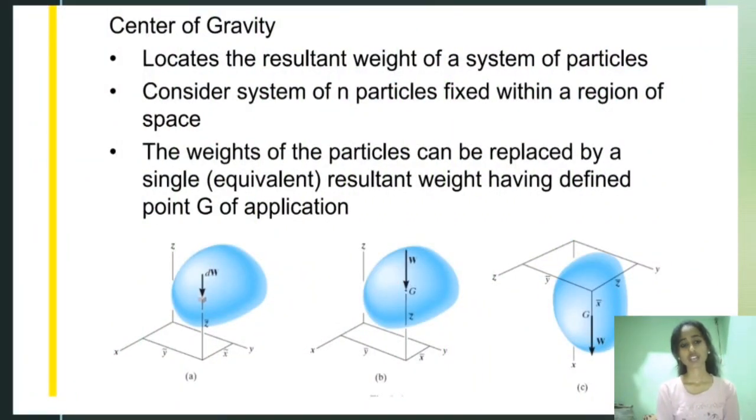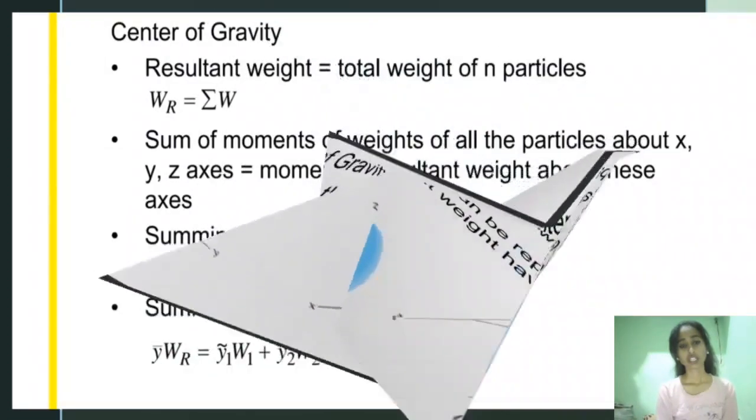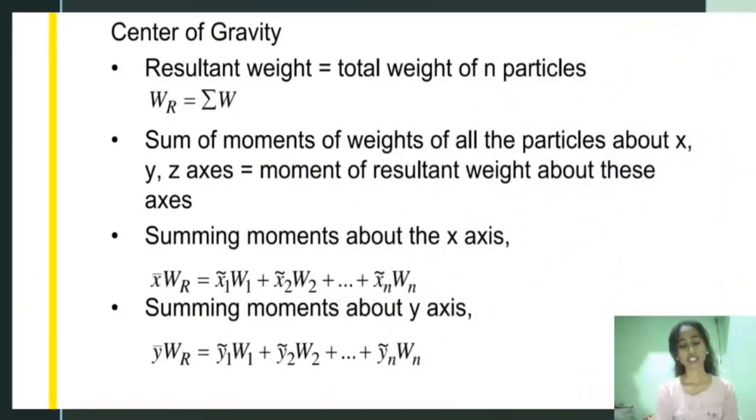Center of gravity locates the resultant weight of a system of particles. Consider a system of n particles fixed within a region of space. The weights of particles can be replaced by a single resultant weight having a defined point G of application. Resultant weight equals the total weight of n particles, that is W_R equals sigma of W.